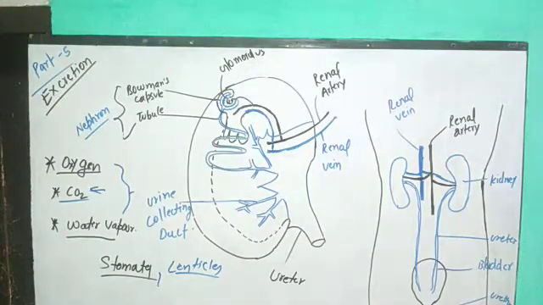Lenticels are available in the stem region. We can't say they are only in the stem region, but most of the lenticels are in the stem region, which helps in excretion. You might be wondering which things are excreted by lenticels. They also help in the excretion of these products, but the major thing excreted is water vapor.